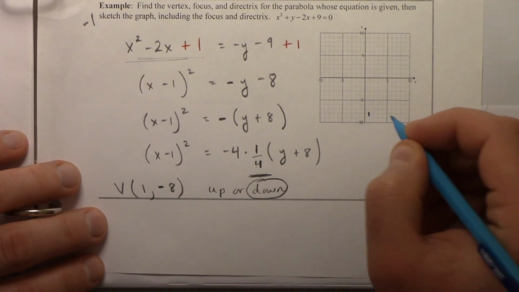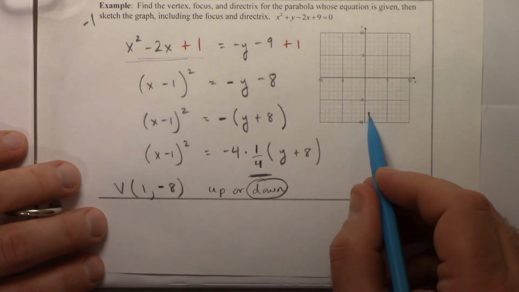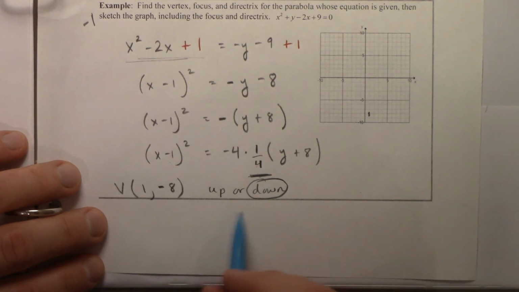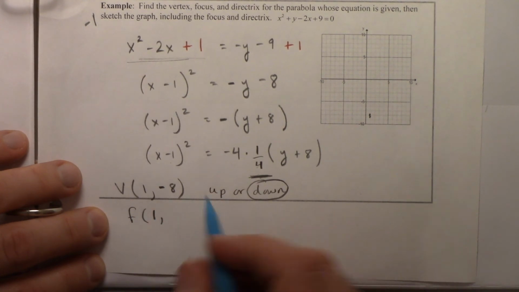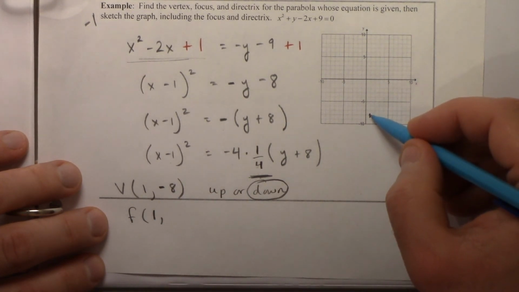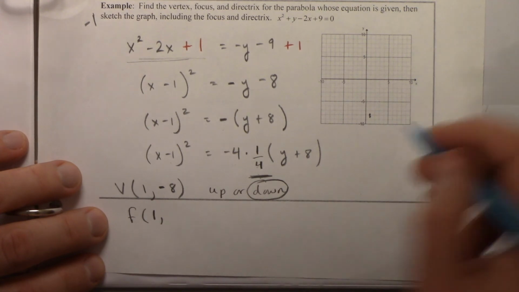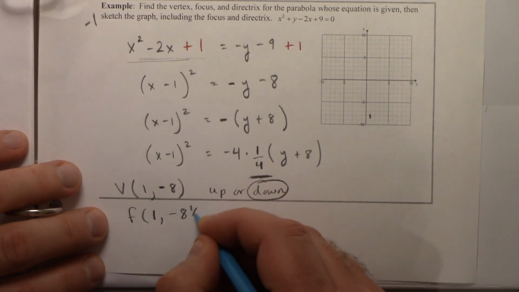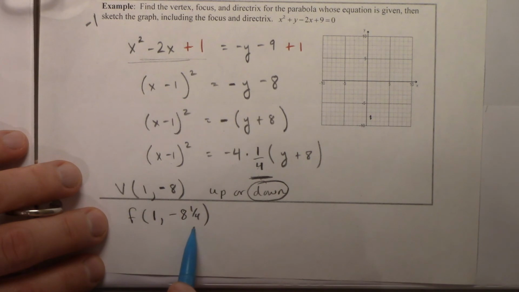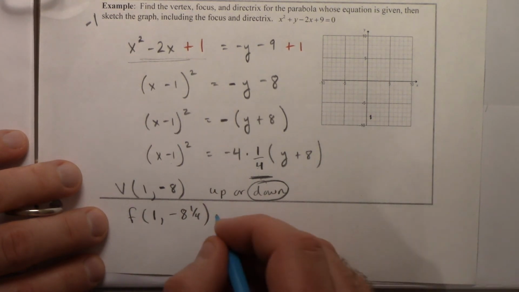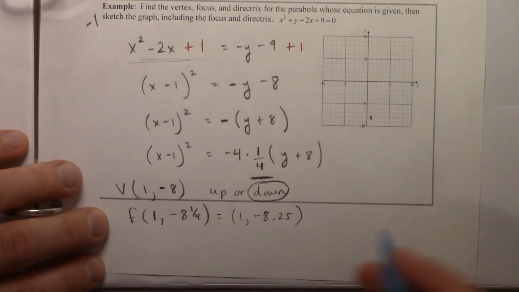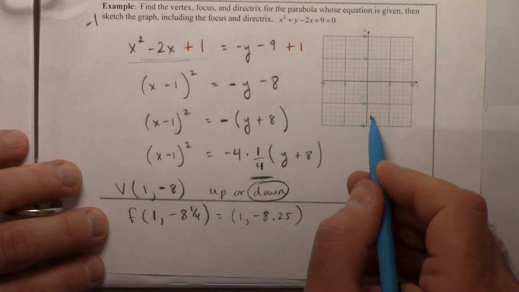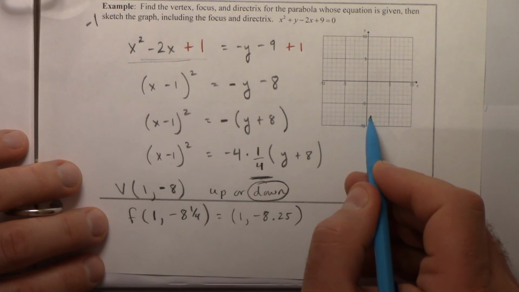And this graph gets a little bit crowded. Just do your best with it. Your graph doesn't have to be perfect. We're going to write everything out. So the focus would be located at 1. I was at -8. I moved down a fourth. So that's -8 and a fourth. If you prefer that as a decimal, you could write the focus as 1, -8.25. That's fine.